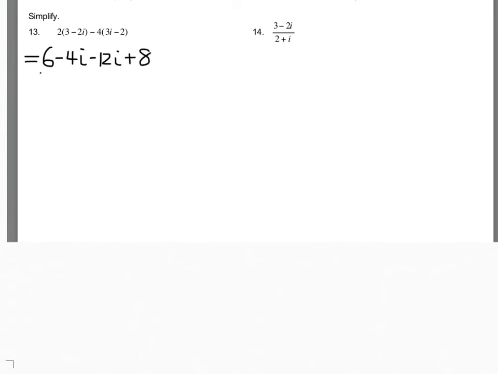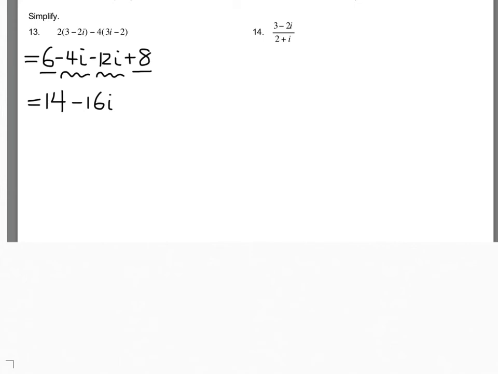So what are real numbers? 6 and 8 are real numbers. So we have 6 plus 8. Negative 4i minus 12i. So these are imaginary numbers. So real numbers add and subtract with real numbers. Imaginary numbers add and subtract with imaginary numbers.